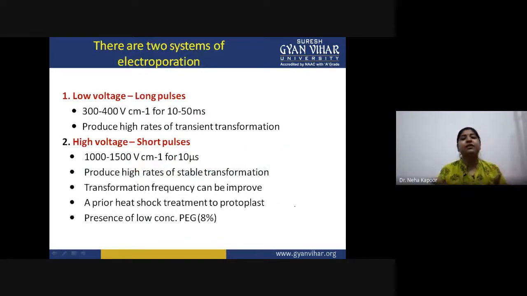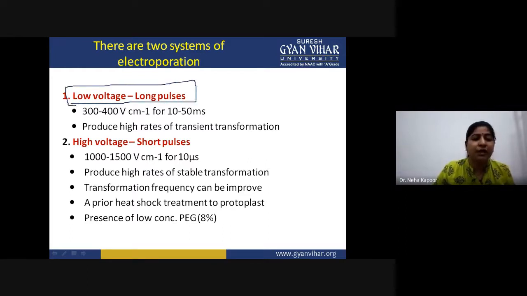That means there are two systems of electroporation, depending upon what kind of DNA or gene of interest we are trying to insert. Either we can use low voltage long pulse. That means if you are applying a low electric field or low voltage, you have to apply it for a longer period of time, so the time span is enhanced and proper pore formation happens. Suppose you are applying 300 to 400 volt per centimeter for 10 to 50 milliseconds. In that case, high rates of transient transformation would happen.